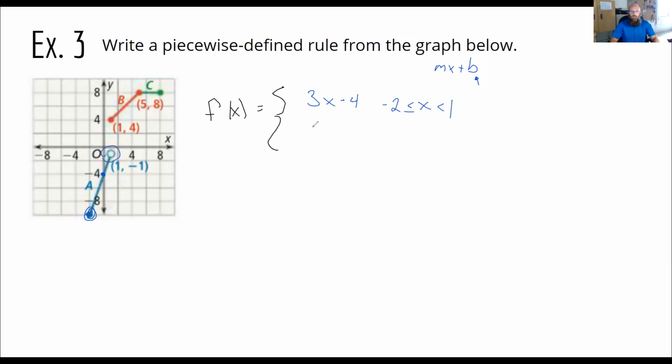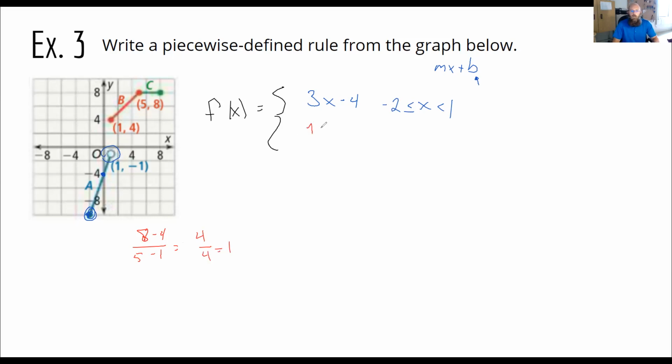All right, so let's switch it up. Let's go to red. And that one, let's see, let's do the slope first. I can subtract the y values and subtract the x values and divide them. So 8 minus 4 over 5 minus 1 gets me 4 over 4, which is a slope of 1.